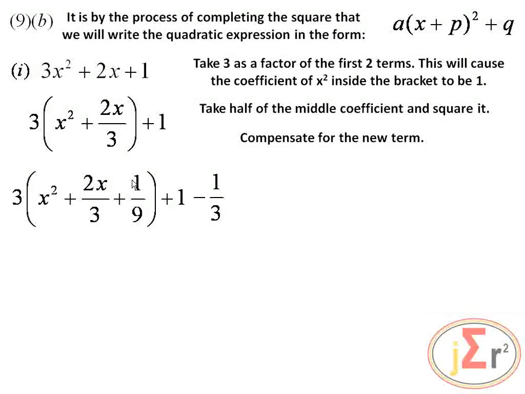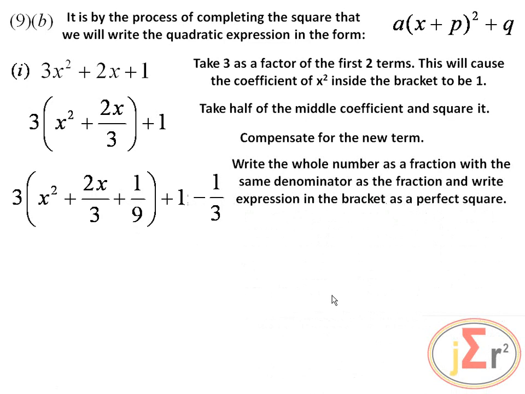But before we remove this 1 over 9, we need to multiply by 3. 3 multiplied by 1 over 9 is 1 over 3. We need to eliminate 1 over 3, minus 1 over 3. Write the whole number as a fraction with the same denominator as the fraction, and write the expression in the bracket as a perfect square. So, write this expression as a perfect square.